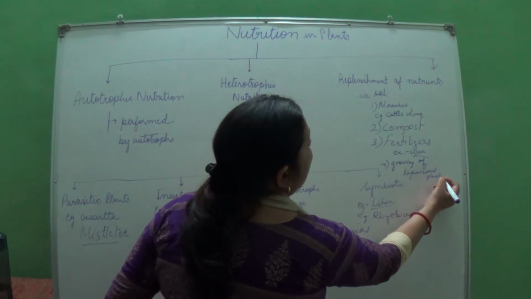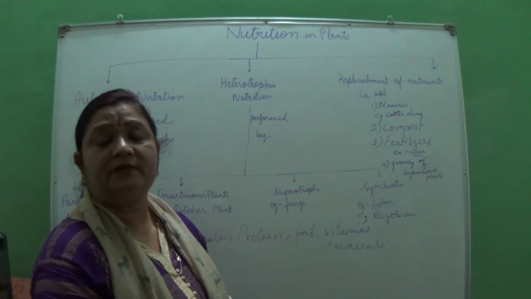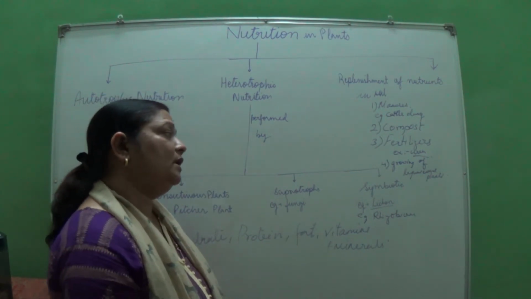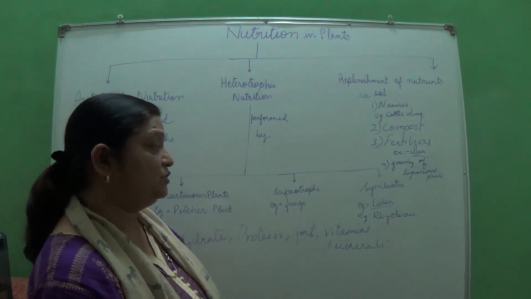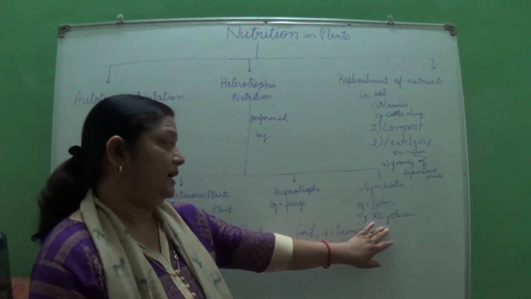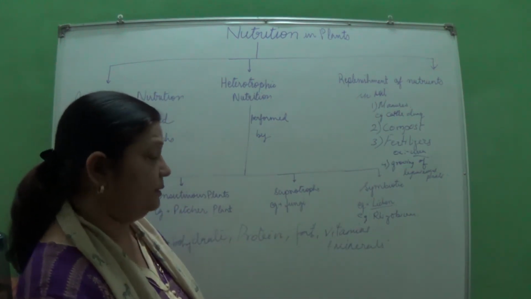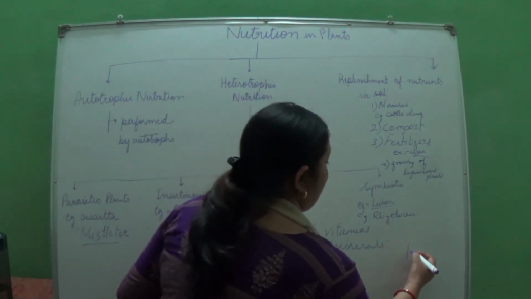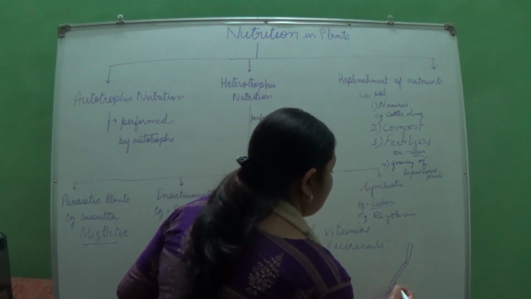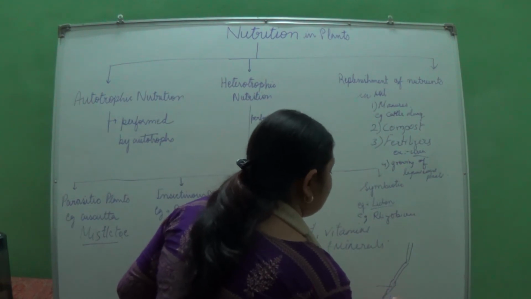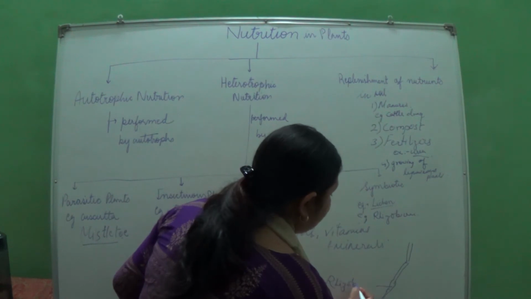In these leguminous plants, the roots consist of nodules, in which bacteria like rhizobium live. This, I said, is a symbiotic relationship. Again I am explaining: in these root nodules, what is present? This bacteria, that is the rhizobium.